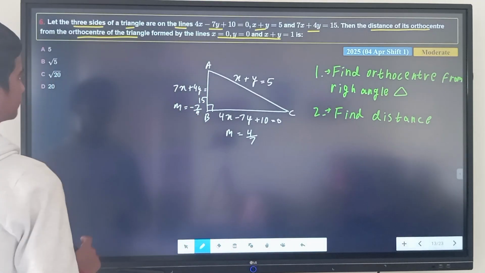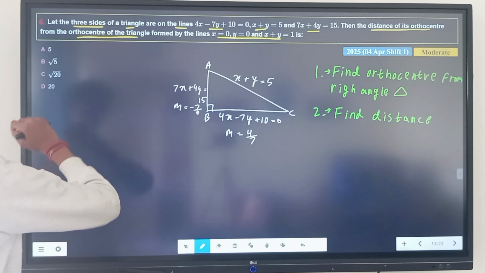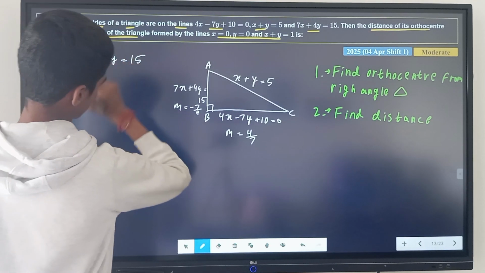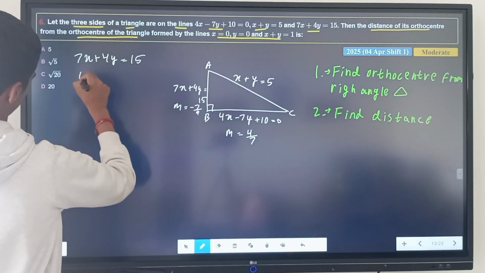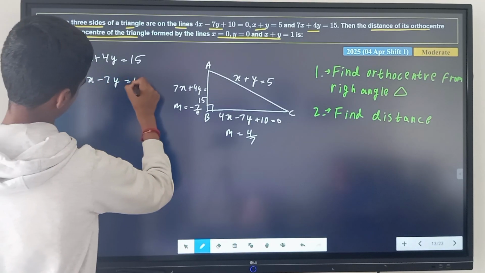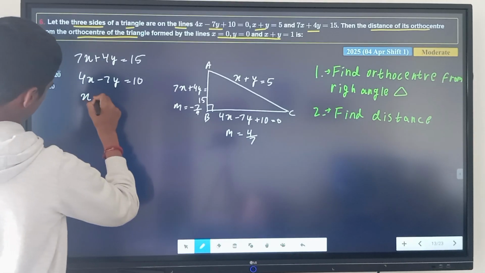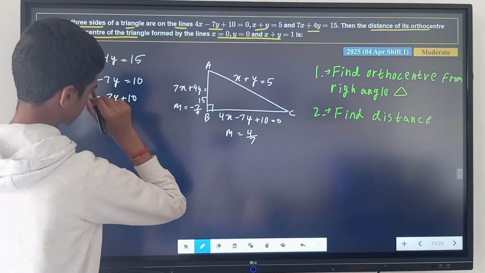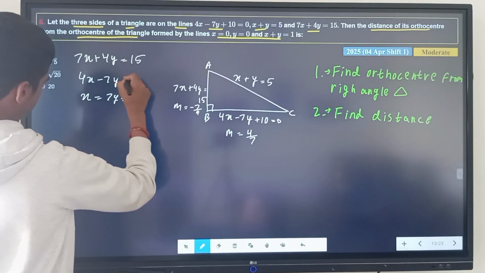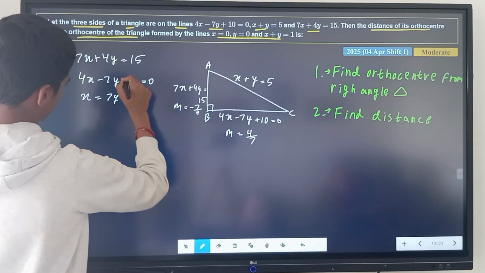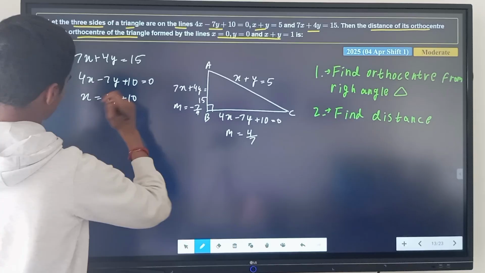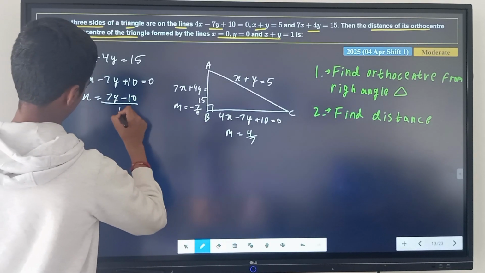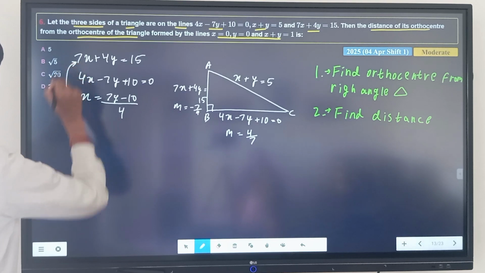To find point B, we need to find the intersection of 7x plus 4y is equal to 15 and 4x minus 7y plus 10 is equal to 0. We can write this as x is equal to 7y minus 10 upon 4. So plus 10, not minus 10. Let's put this in the first equation.